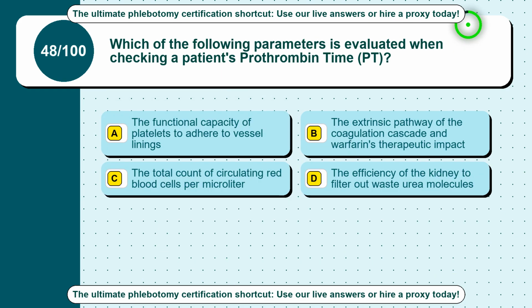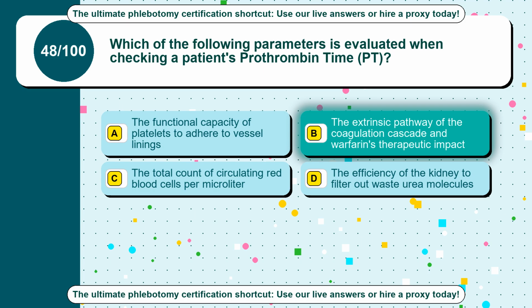Question 48. Which of the following parameters is evaluated when checking a patient's prothrombin time? Option A, the functional capacity of platelets to adhere to vessel linings. Option B, the extrinsic pathway of the coagulation cascade and warfarin's therapeutic impact. Option C, the total count of circulating red blood cells per microliter. Option D, the efficiency of the kidney to filter out waste urea molecules. The correct answer is option B, the extrinsic pathway of the coagulation cascade and warfarin's therapeutic impact.